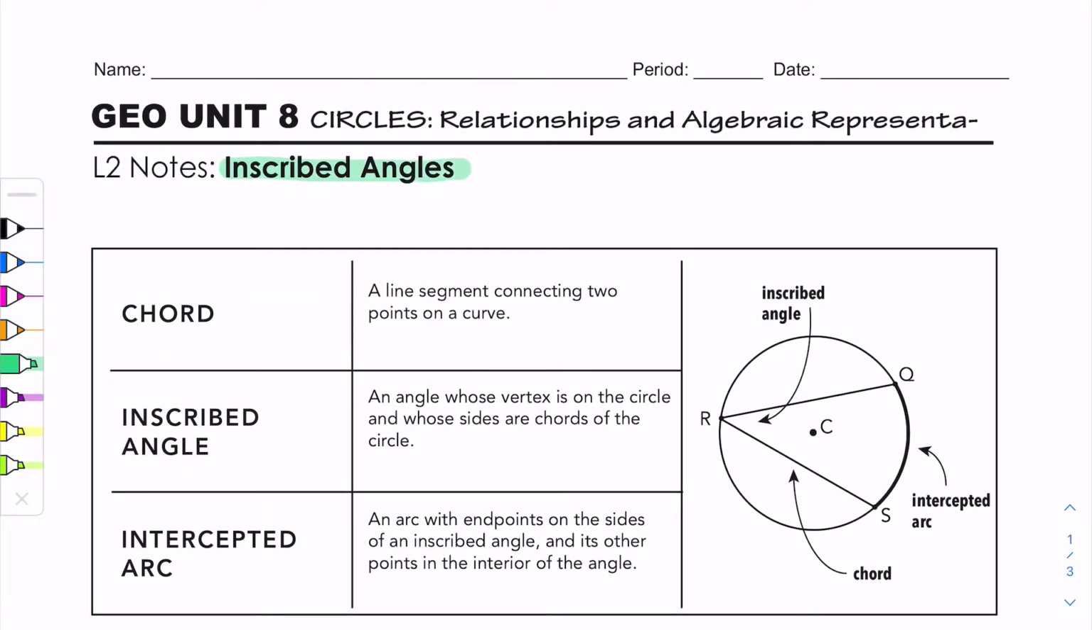Inscribed angles. Before we begin with the examples, let's take a look at a few vocab words.